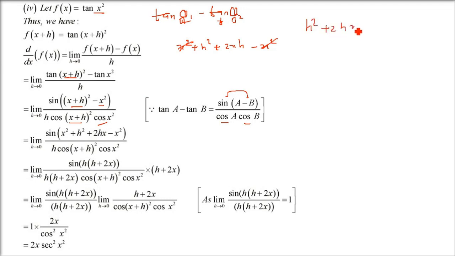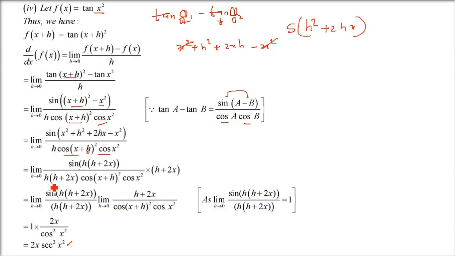So how to get h square plus 2hx in the denominator? We don't have anything like that right here. Don't worry about this cos term. Eventually this h is 0. If we put h as 0, it will be cos x square and cos x square, so it will be cos square x square. In the numerator it will be sec square x square. So don't worry about this cos term, it will be sec square x square.